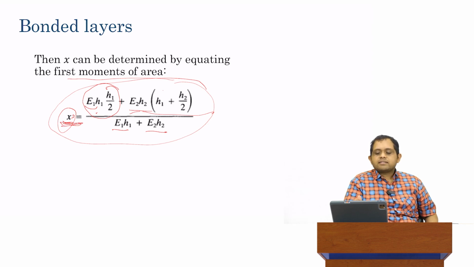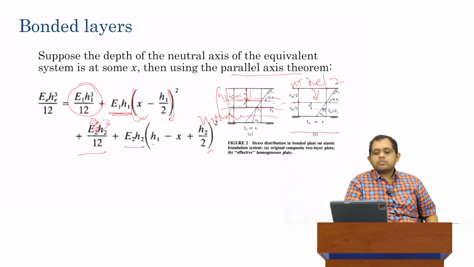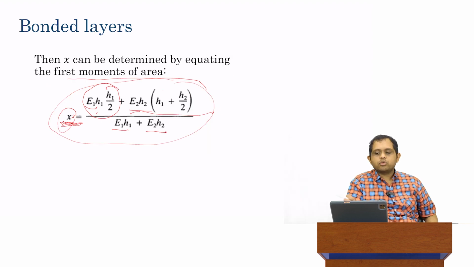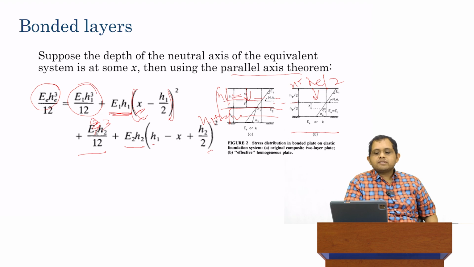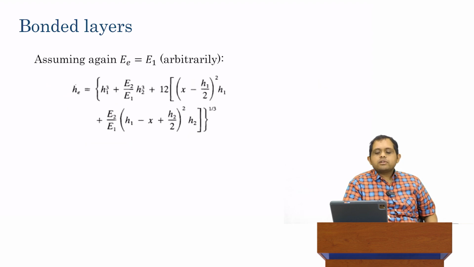So we have x, and if we go back to this formula, which we get from the parallel axis theorem, we see that what we don't have is EE and HE. So we have x using this particular formula by equating the first moments. But using the parallel axis theorem, we have x, but we do not have EE and HE. So we have one equation and two unknowns. We can't solve it. However, again, we can arbitrarily make a choice for either EE or HE.